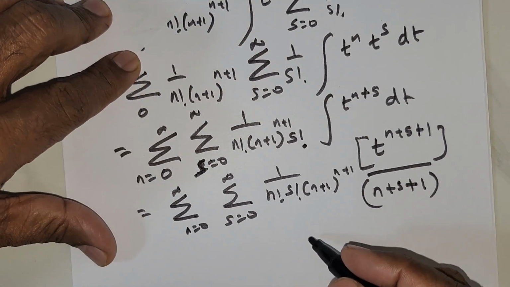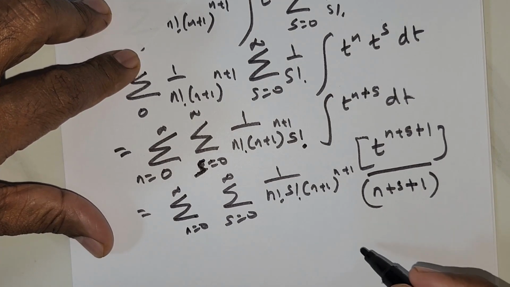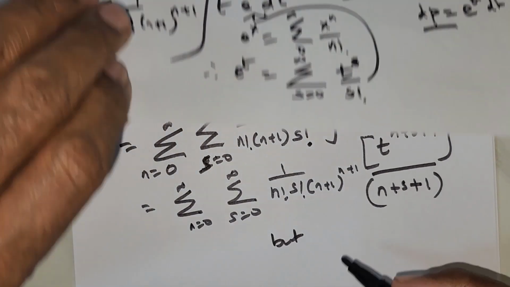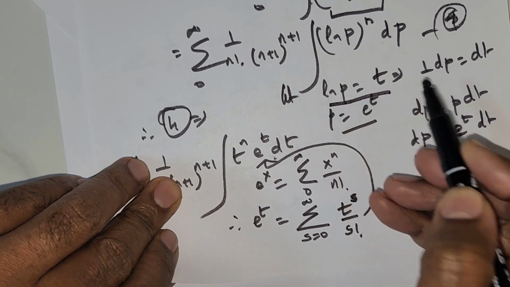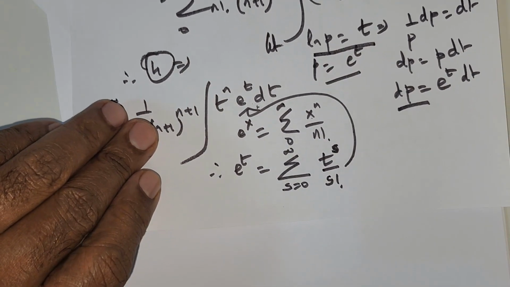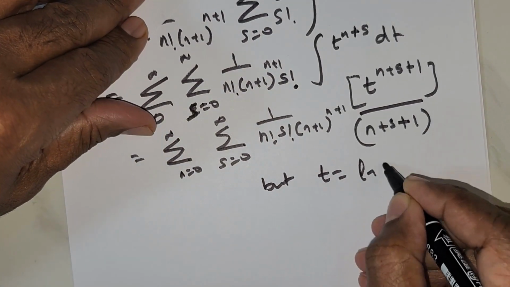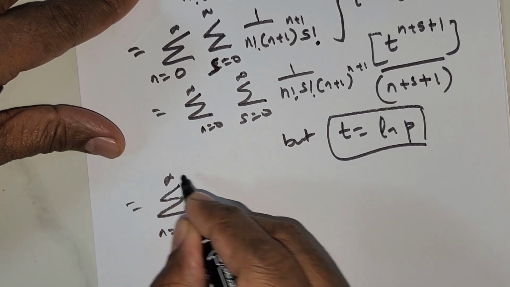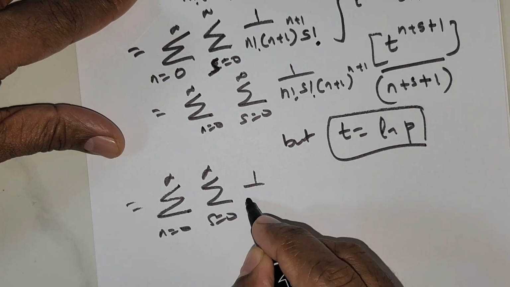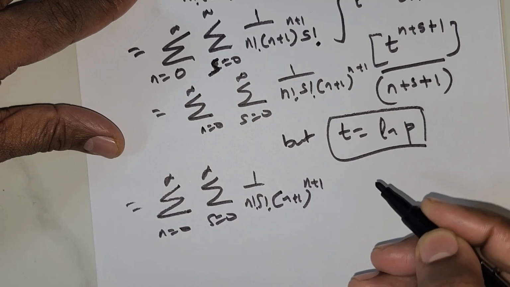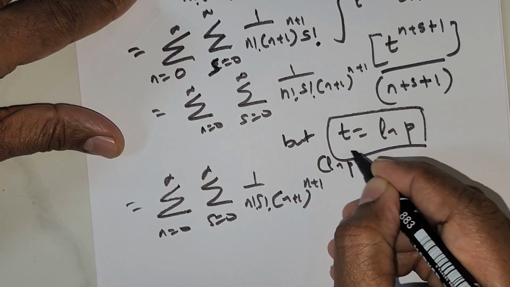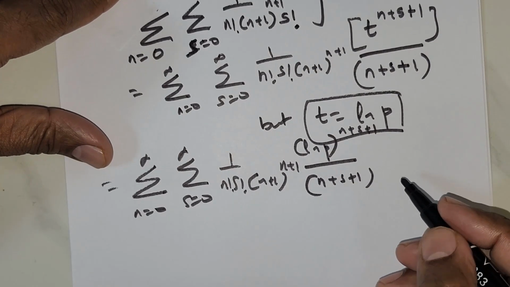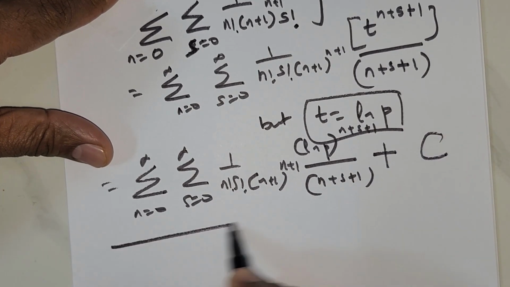But we made a substitution. What is the substitution we made? We will have to revert that back. We took t to be equal to ln p, so you revert that back. So this is equal to sigma n is equal to 0 to infinity, sigma s is equal to 0 to infinity, 1 over n factorial s factorial times (n+1) raised to the power of n+1 multiplied with ln p raised to the power of n+s+1 divided by n+s+1. Okay. Now this is an indefinite integral, so you have to place that arbitrary constant c.